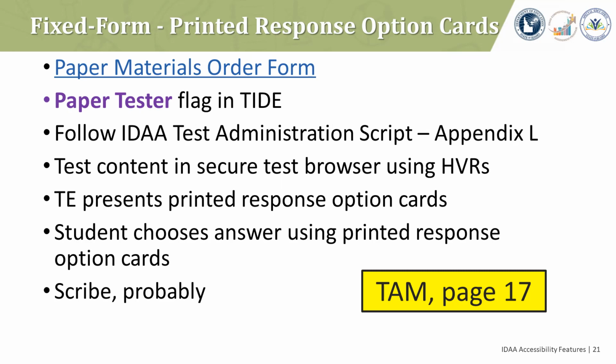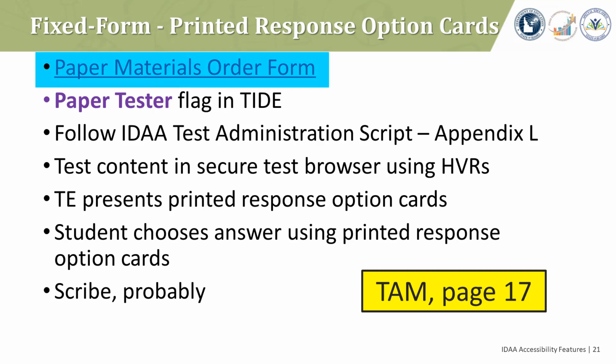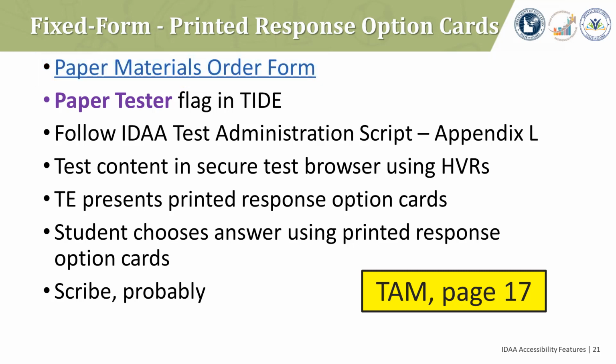As I mentioned earlier, students who need this test form must have a corresponding IEP test accommodation. The teacher needs to communicate with the district or school test coordinator so the test coordinator can order the printed response option cards using the paper materials order form on the ISAT portal homepage. Remember, I showed it to you during the ISAT portal tour to find the TAM, the scribing protocol, and the guidelines for Read Aloud. The student must be coded as a paper tester in Tide so they get the test that corresponds with the printed response option cards.